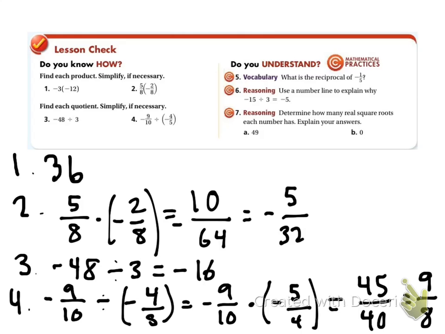If I look at number 5 here, what is the reciprocal of negative 1/5? Remember, the reciprocal is just when we flip the fraction. So it'll still be negative, but it'll be negative 5 over 1, which is the same thing as negative 5.